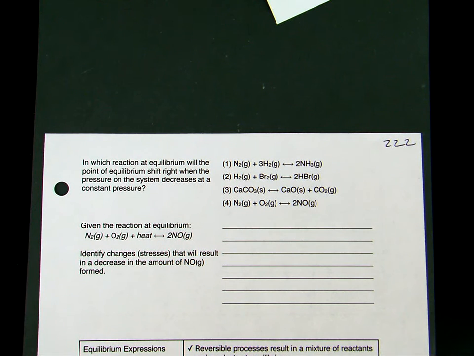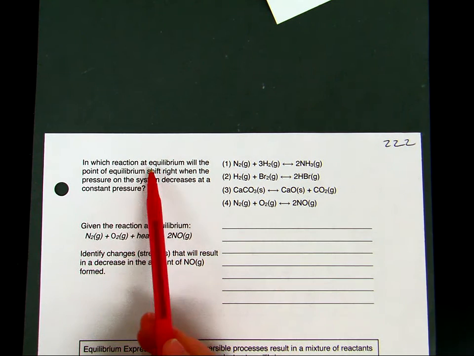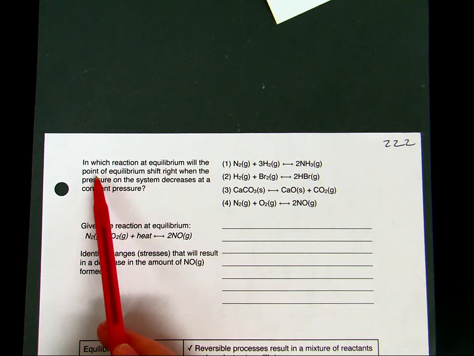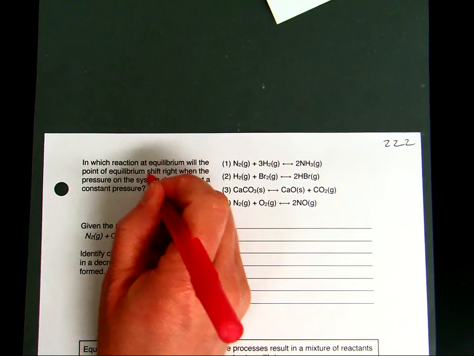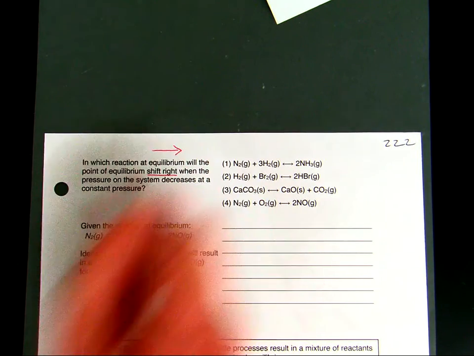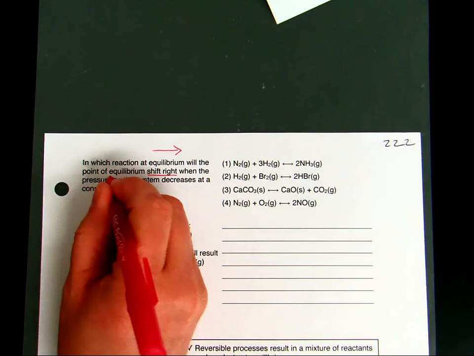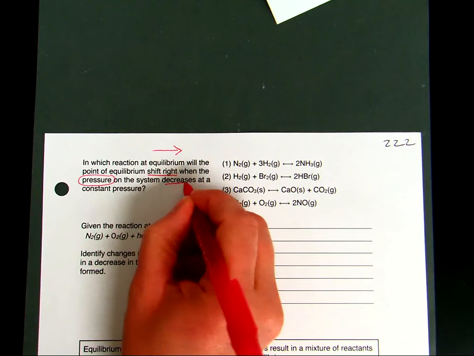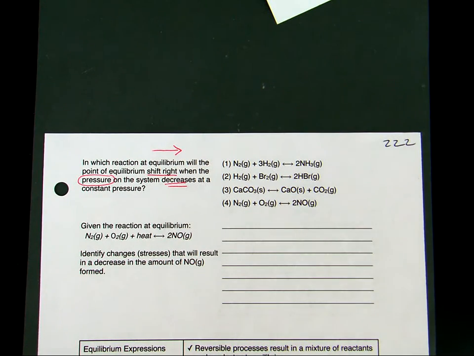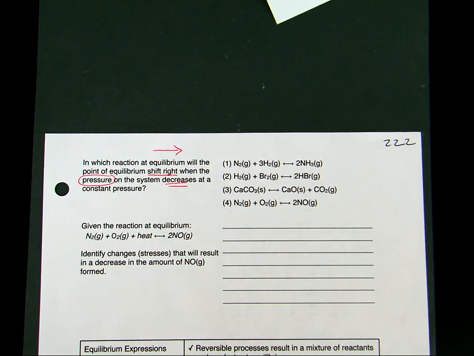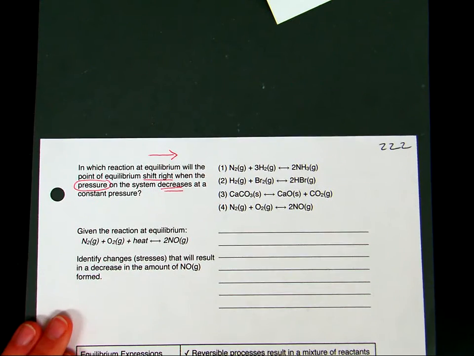Looking at note page 222, kinetics and equilibrium, looking at the last two example questions. So here we go. We have a system at equilibrium, and we want the equilibrium to shift right. The stress is identified as a pressure decrease. Let's see if we can eliminate any of the responses.